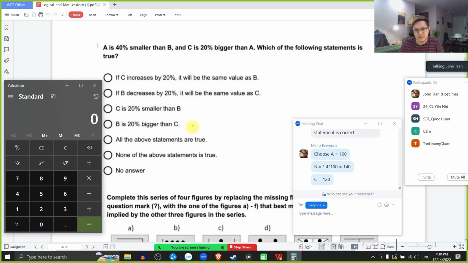B is 20% bigger than C. Oh, no. Take 140 divided by 120. You have 1.16, which means B is 16%, no, 17% bigger than C. Let's see. Nó phải là B lớn hơn C khoảng 17% mới đúng nha, chứ không phải 20 đâu. So none of the above statements is true. Không có câu nào đúng hết đó.